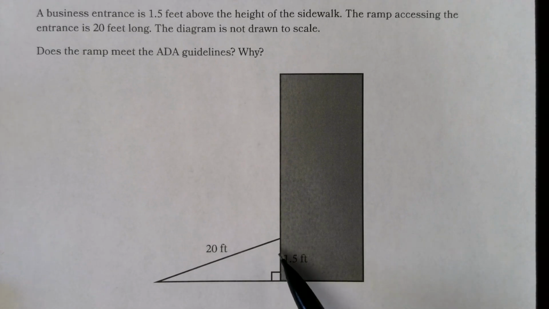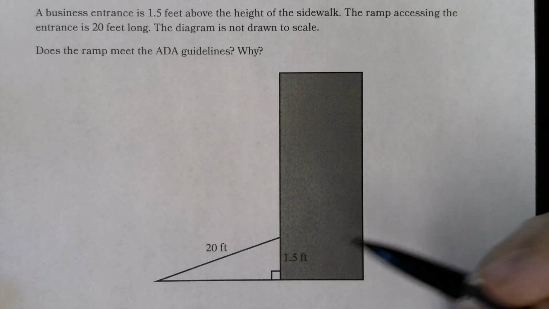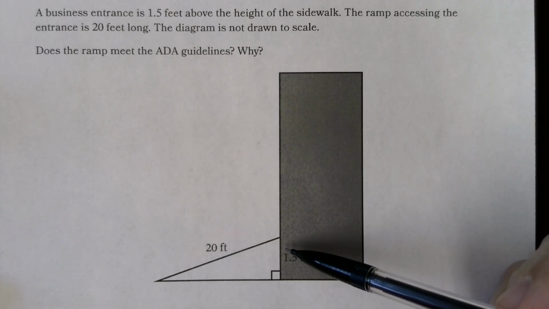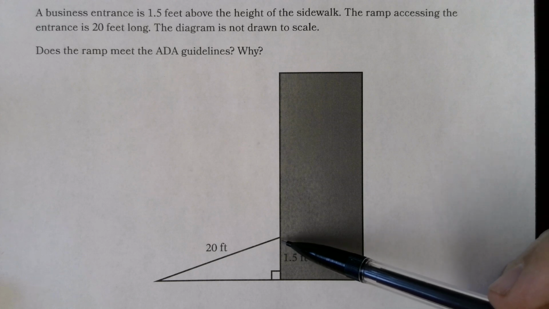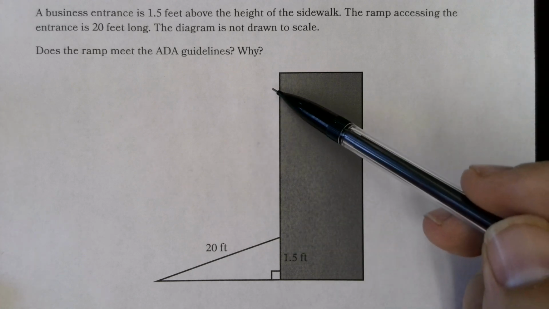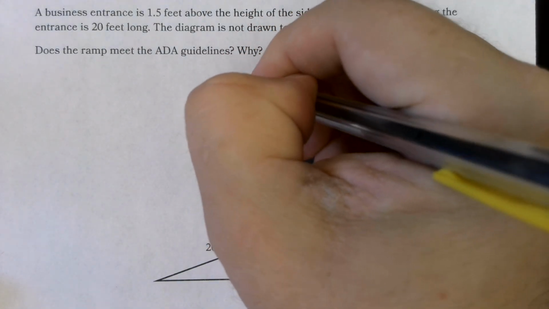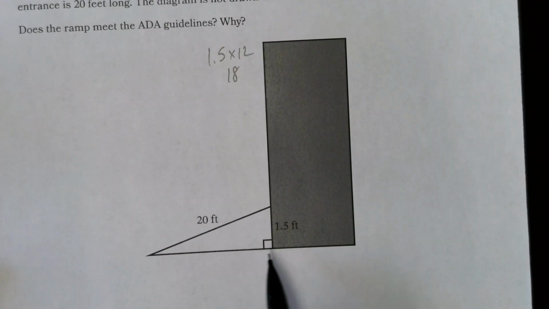So I know some of you are thinking, well, that's 1.5. That's definitely not 20 or vice versa. We know it's just an example. It's just a picture. If I have a 1.5 foot high ramp, how long should the base be? Well, 1.5 times 12 is 18. So we need to make sure the base is at least 18 feet.